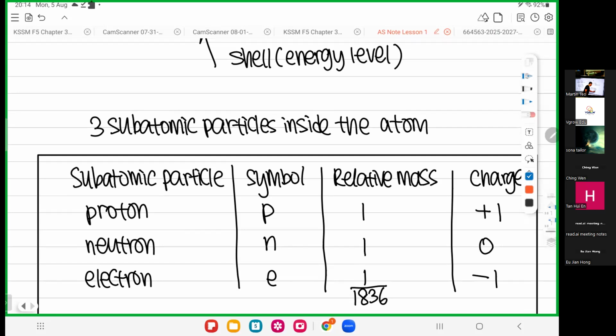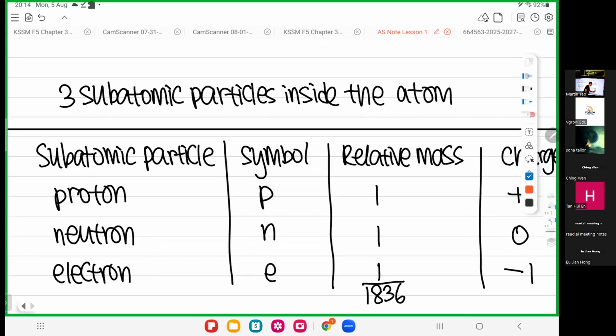1. So proton and neutron have exactly the same mass. What is the mass of an electron? 1 over 1,836. So what does this number tell you?